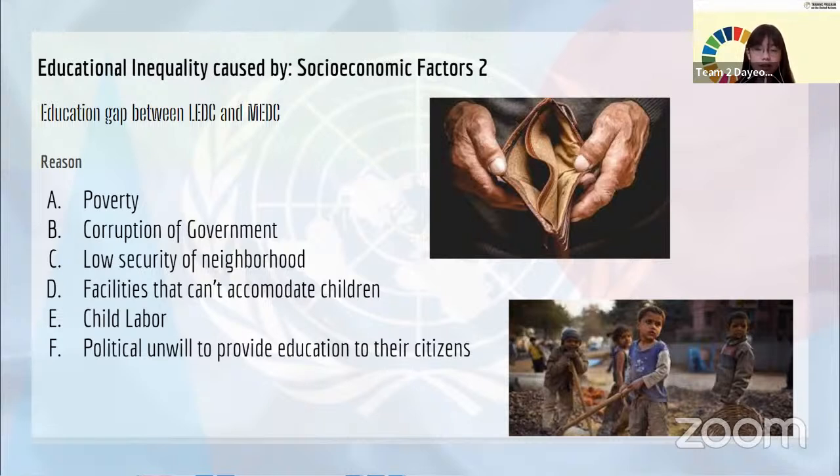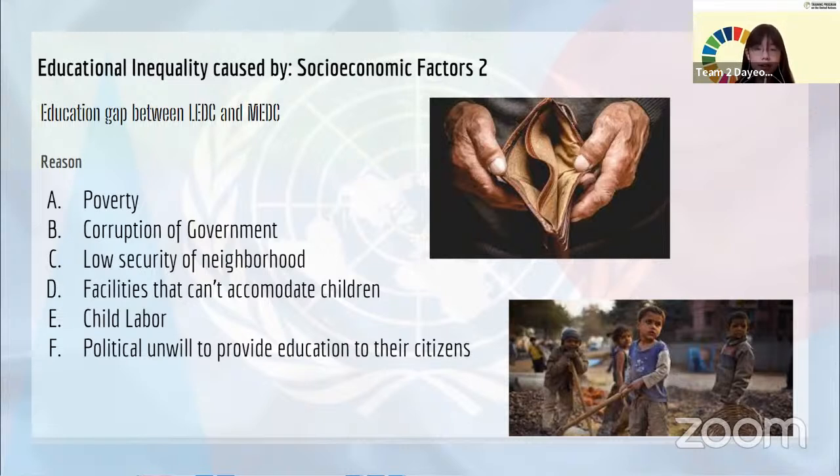Then how does security form educational inequality? It's because it makes parents fear the act of sending their children to school due to so many hazards just outside their window. Like, think about it. Which parents would like to send their children to school when there is a risk of death with every step of their children when they just step out of the door?